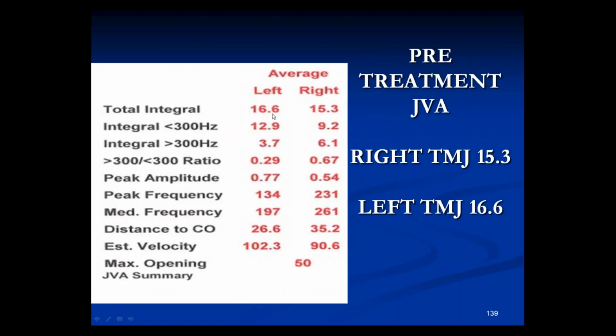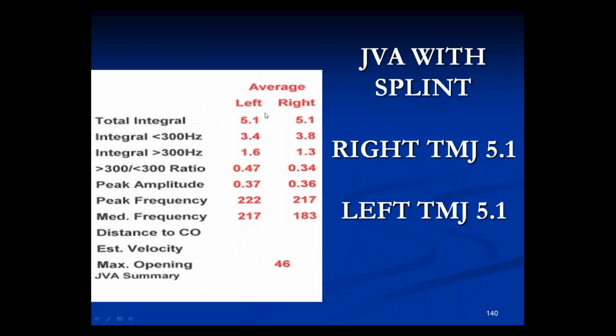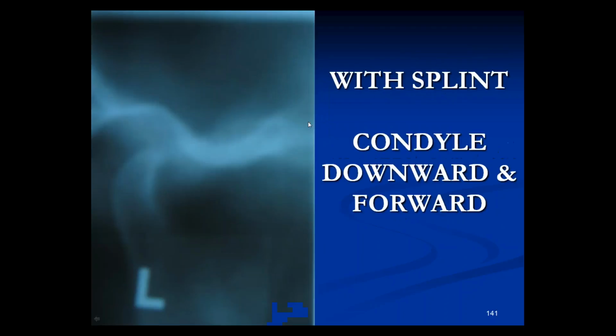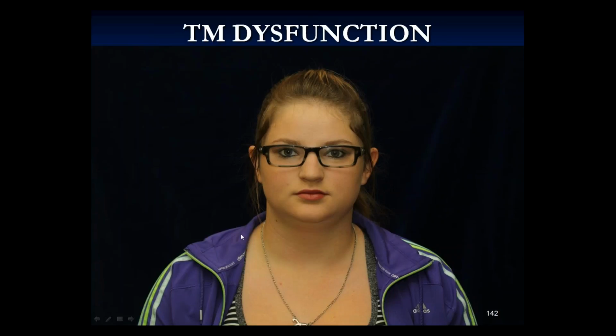Okay, so when she first came in, the vibrations were high at 16 and 15, and after with a splint they went to 5 and 5, which is normal. Okay, so there she is. I've proved it with the joint vibration analysis. If you don't have the JVA, I want you to put your fingers in your ears and make sure there's no clicking. If you have an x-ray, you take it, make sure the condyle is downward and forward. She had TM dysfunction. Now she's happy. Now we're going to go for ortho and make her permanently happy.